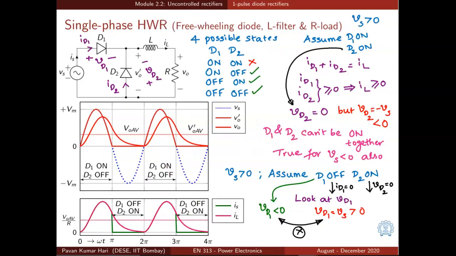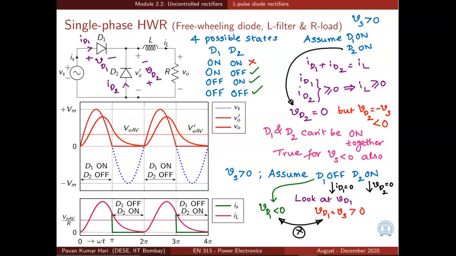The negative excursions in VO dash can be limited to 0 by inserting another diode in this circuit, where you have two diodes and one inductor in the power electronic converter that is shown here. And there are four possible states. In this case, both diodes can be on, either of them can be on, or both diodes can be off.